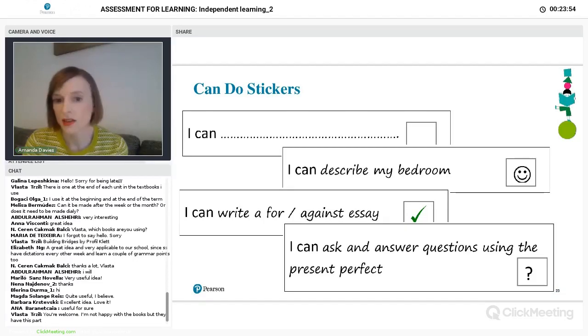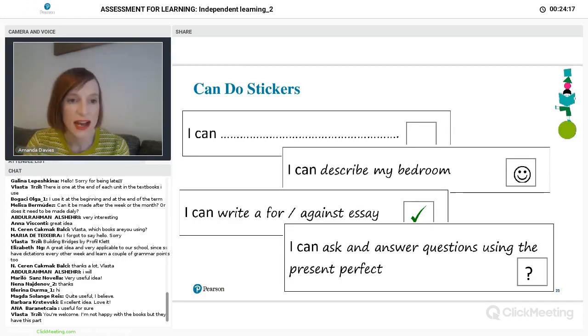I can ask and answer questions using the present perfect, so it might be grammar related as well. So can-do statements are great if you can personalize them and get students to write them yourself. You also will find them in course books. So one of the books I use is Go Getter from Pearson, and each lesson starts with a can-do statement. So that's quite nice.